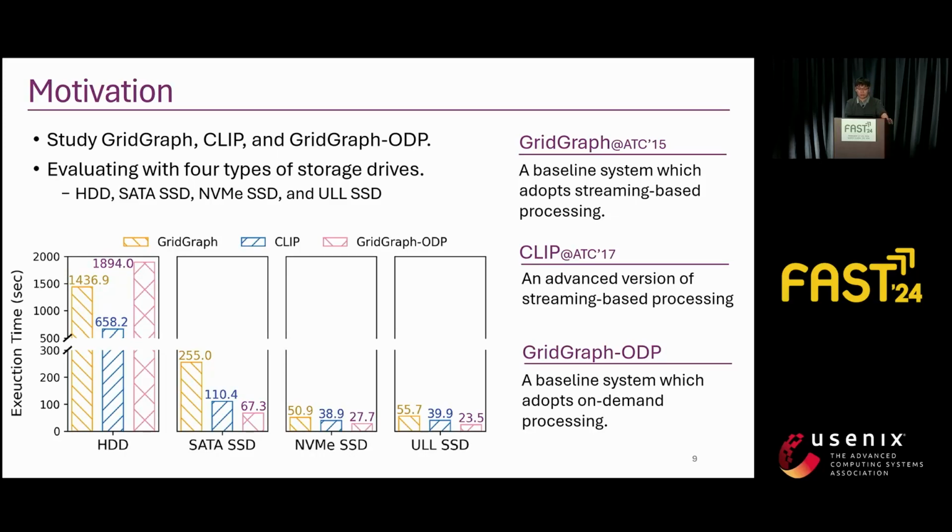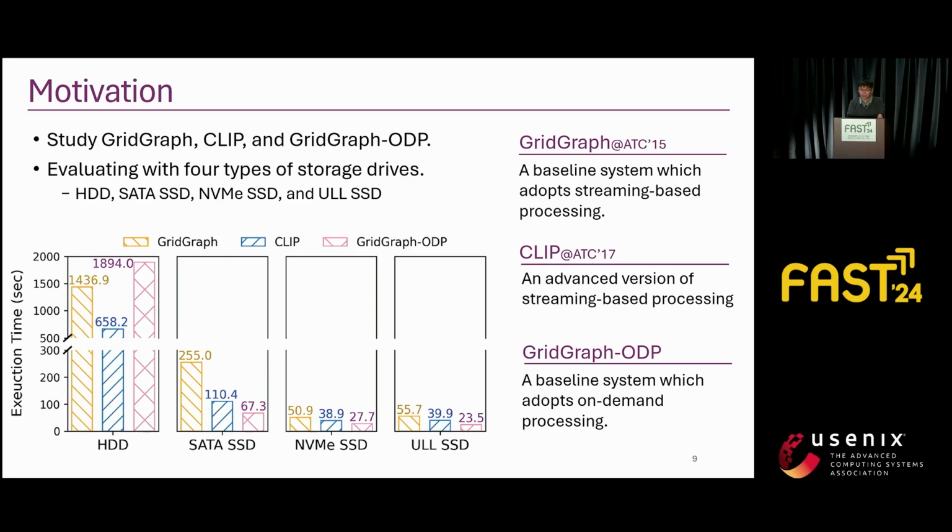This slide shows the motivation, where we study GridGraph, Clip, and GridGraph-ODP. GridGraph can be viewed as a baseline system which adopts streaming-based processing. And Clip is an improved version of GridGraph. Clip accelerates the convergence of graph algorithms over GridGraph, so it can be viewed as an advanced version of streaming-based processing. To fairly compare streaming-based processing and on-demand processing, based on our survey, there is no existing system that fully supports on-demand processing in fully external graph systems.